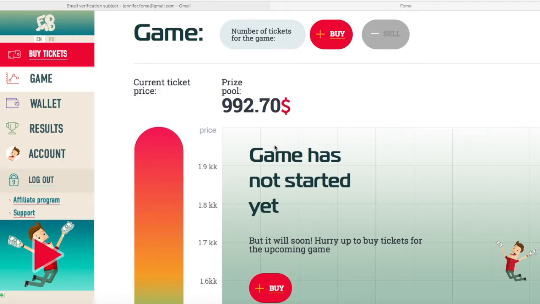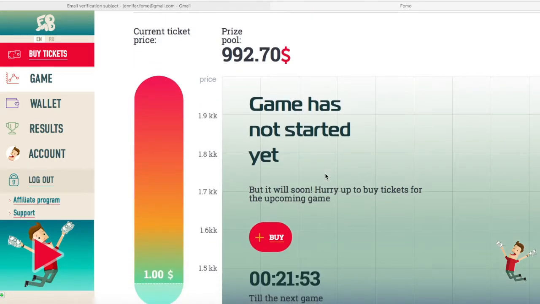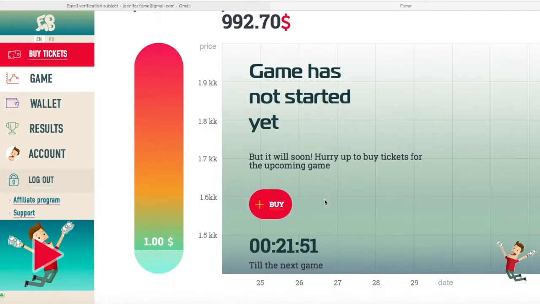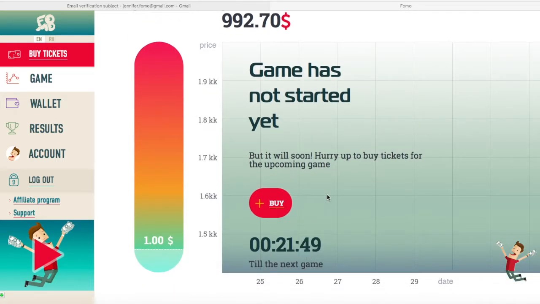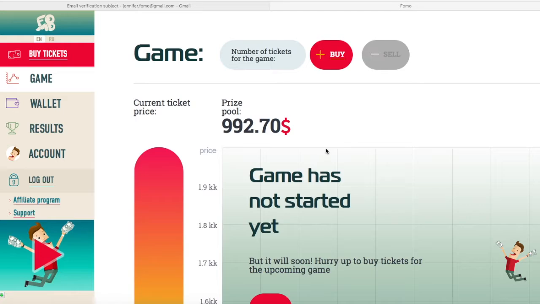Today is the most interesting part of all my videos, I think. It's the gaming process within the Fomo Game website. First, we have to buy the tickets in order to start the game. As you see in here, the game has not started yet. We have 21 minutes until the game starts, and we have to buy the tickets first.